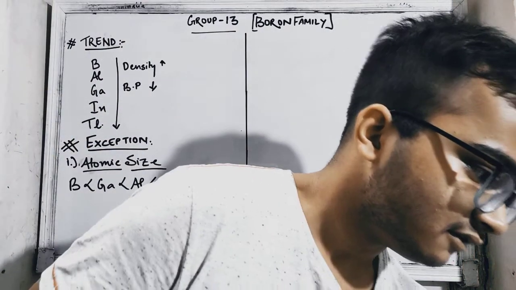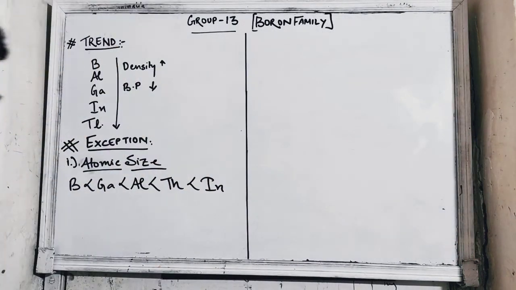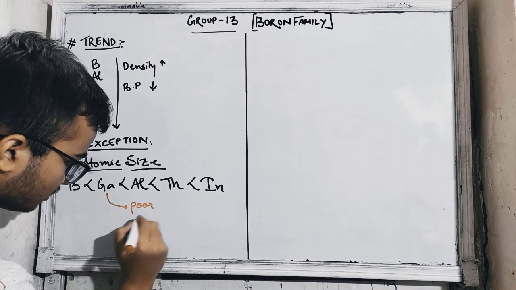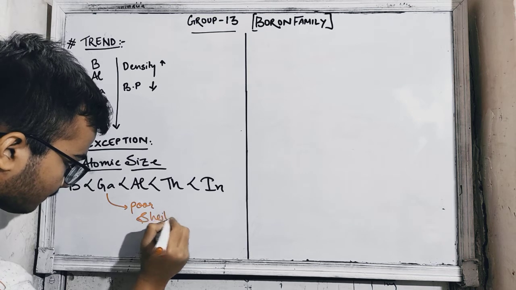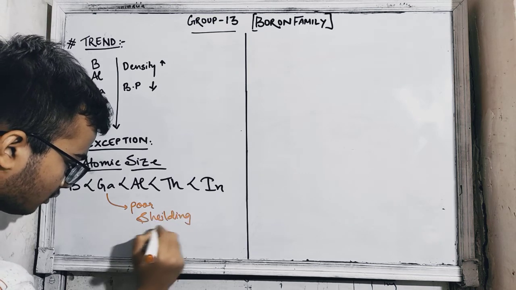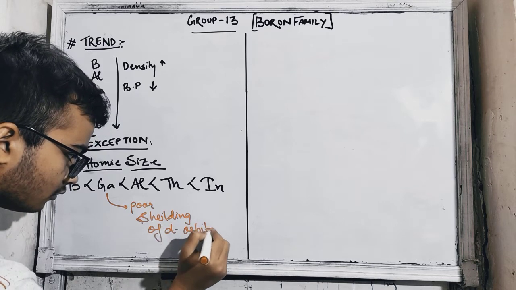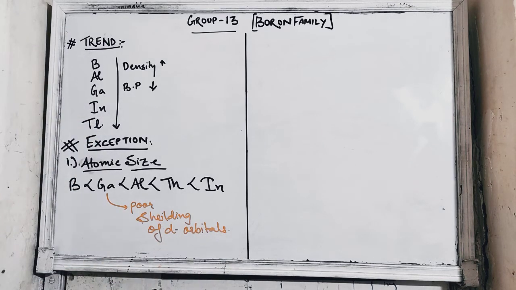Now why is this occurring? Why is gallium coming first? This is because of poor shielding of d orbitals. This is a very obvious fact. We will study in the d block that the d orbitals are poorly shielded. Next we come to the next exception, which is the electronegativity.